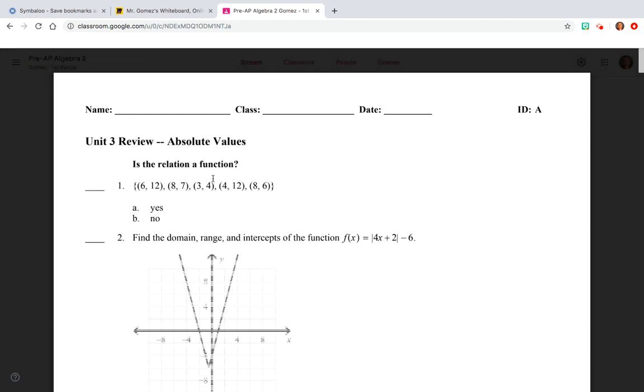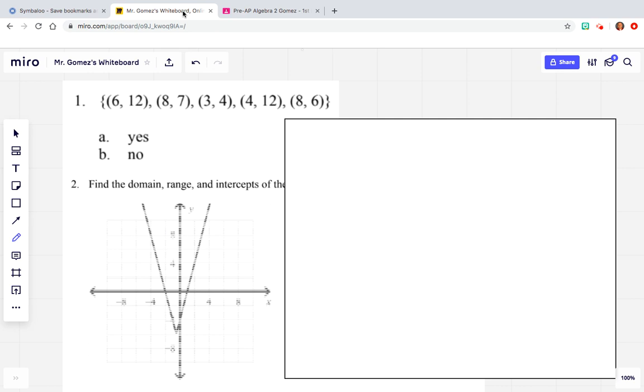It says, is the relation a function? Basically, is it passing the vertical line test? A good way you can do this, besides memorizing rules, is to graph these points. So if we were to look at, let's say, (6, 12), and then (8, 7), then we had like (3, 4), and I'm just ballparking this, and then (4, 12), then over here (8, 6).